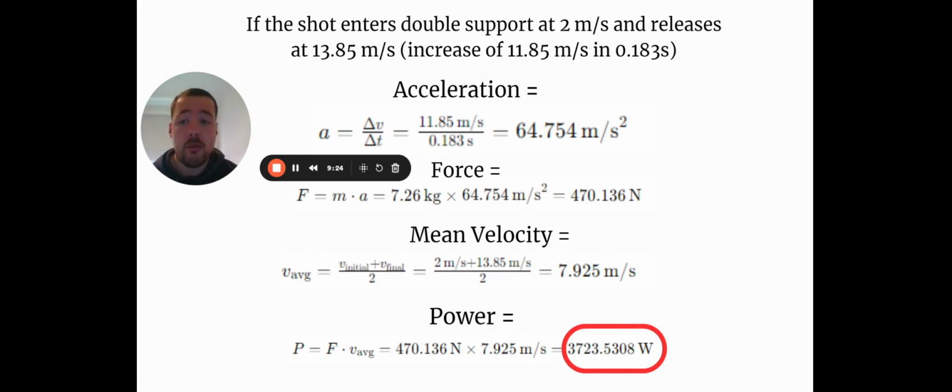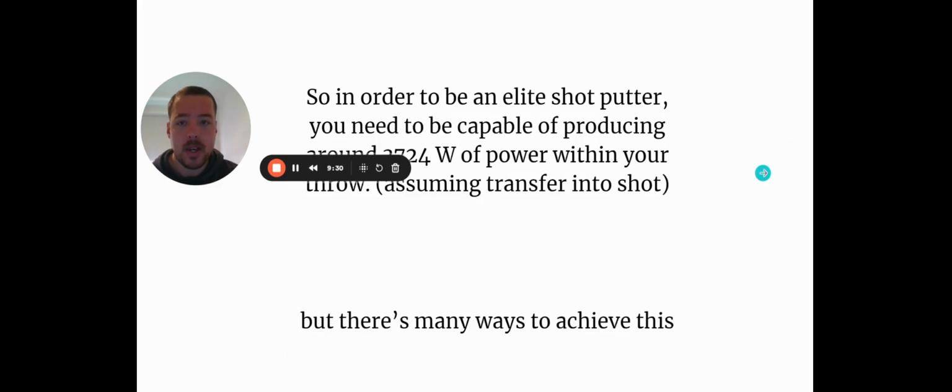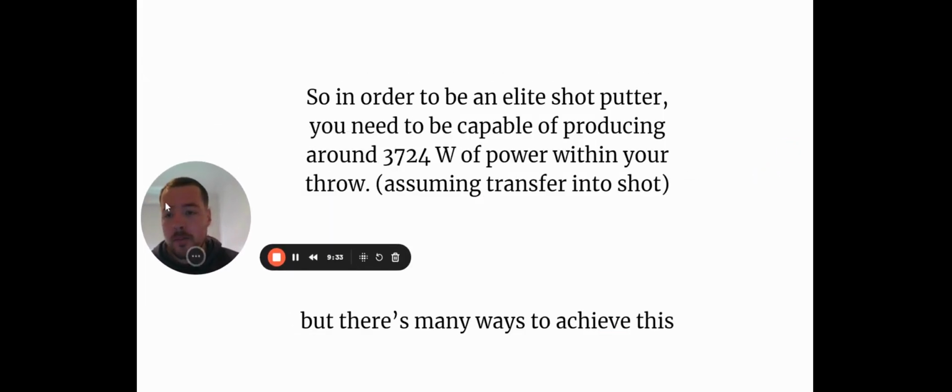3,723 watts of power is what happens from double support to release in a 22-meter throw, essentially. Okay, so in simple form, if we strip away all other assumptions or variables or bias about what makes a shot go far, the simple answer is you need to produce 3,724 watts of power in your double support phase, and you'll throw 22 meters, okay?